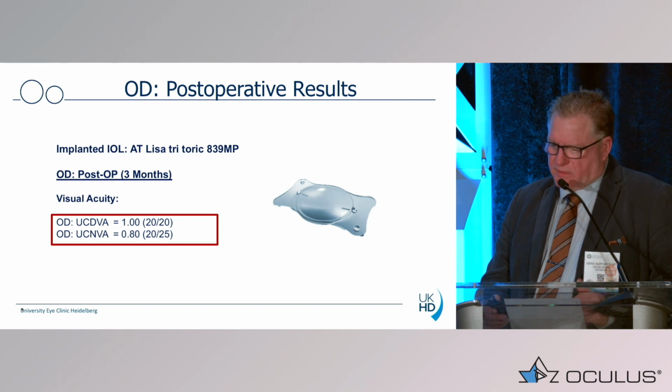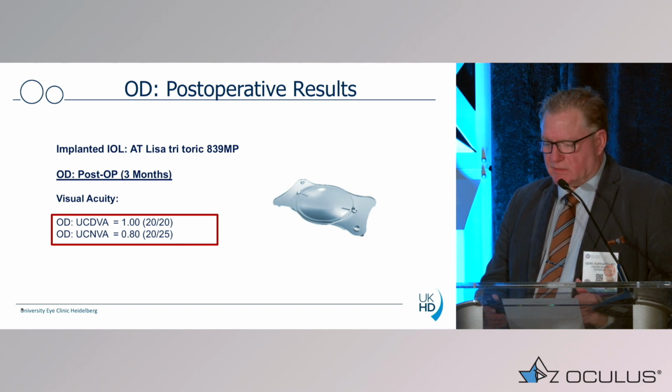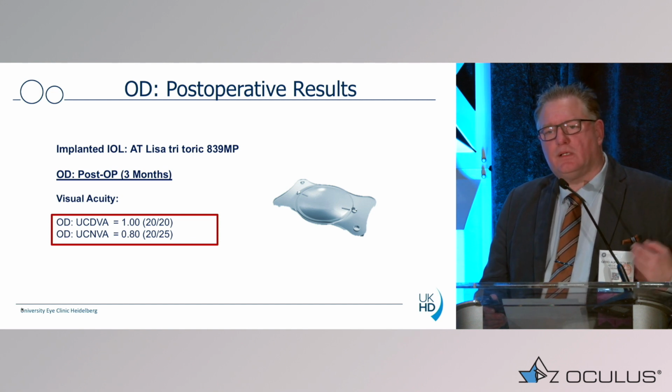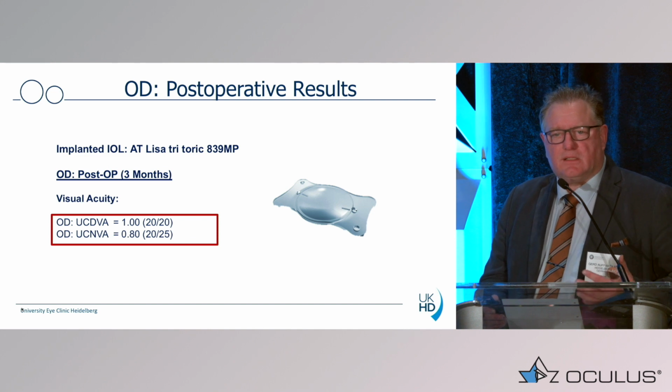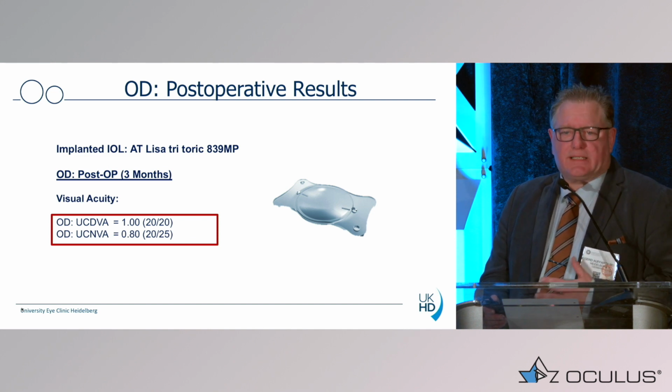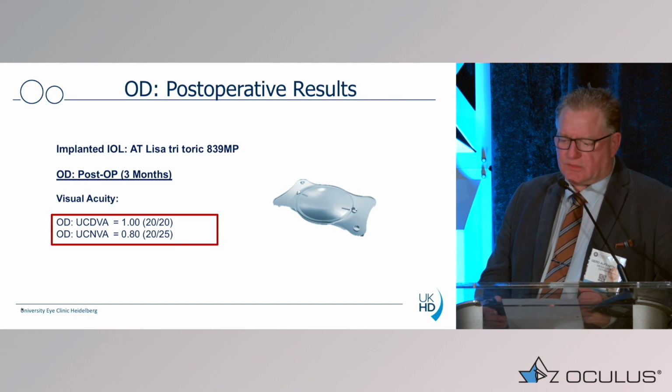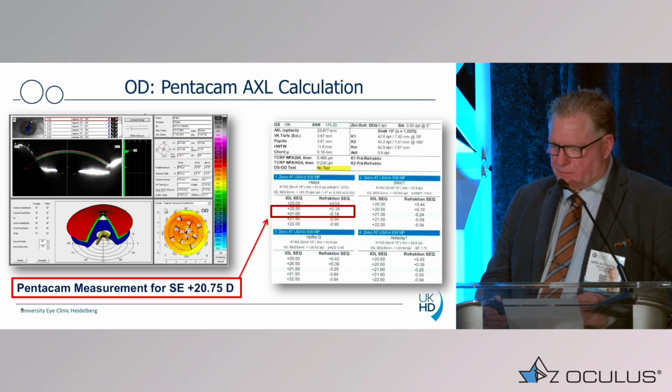And we put in this lens, the 3 toric version, and we ended up uncorrected after 3 months exactly at 20/20, and near acuity was 20/25. So with both eyes together, the patient actually ended up at 20/16, so he really was uncorrected the same way he was best corrected before, which is a successful treatment of a presbyopic patient.